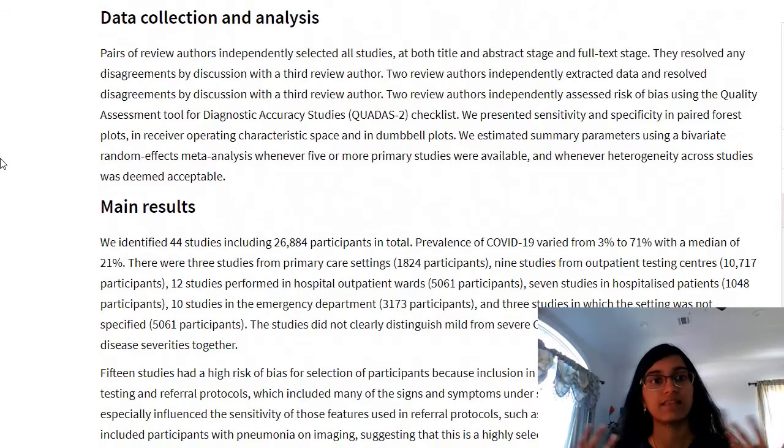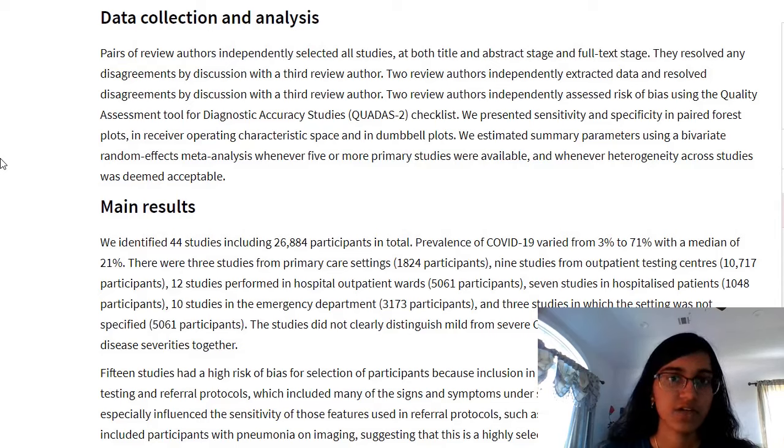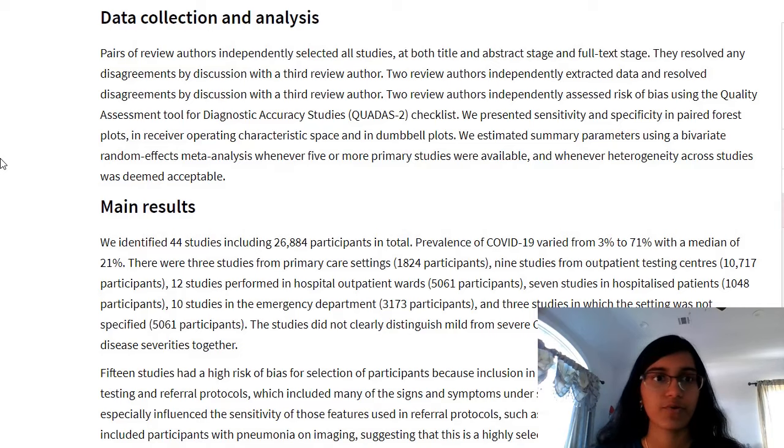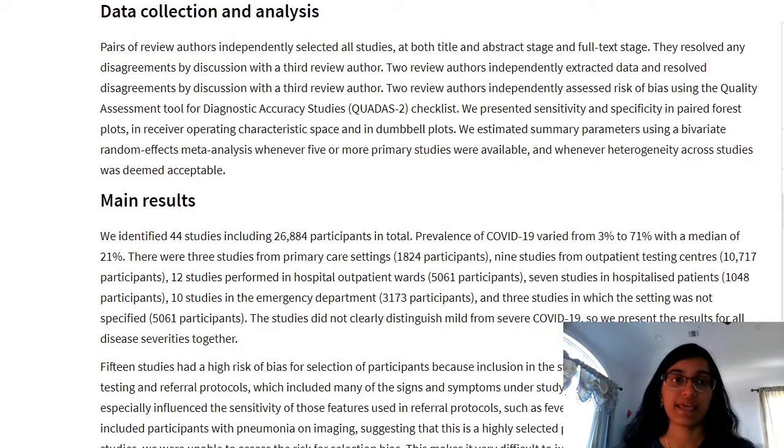And then the next step here is data collection and analysis. So take a minute to read through this and then we'll just go over it real quick. Essentially what they're saying in this section is that two authors were picked to independently assess different factors like risk of bias in all the studies. And then a third review author was there to essentially mediate any disagreements. And this team of three authors helped to select the studies that were going to be used for this analysis.